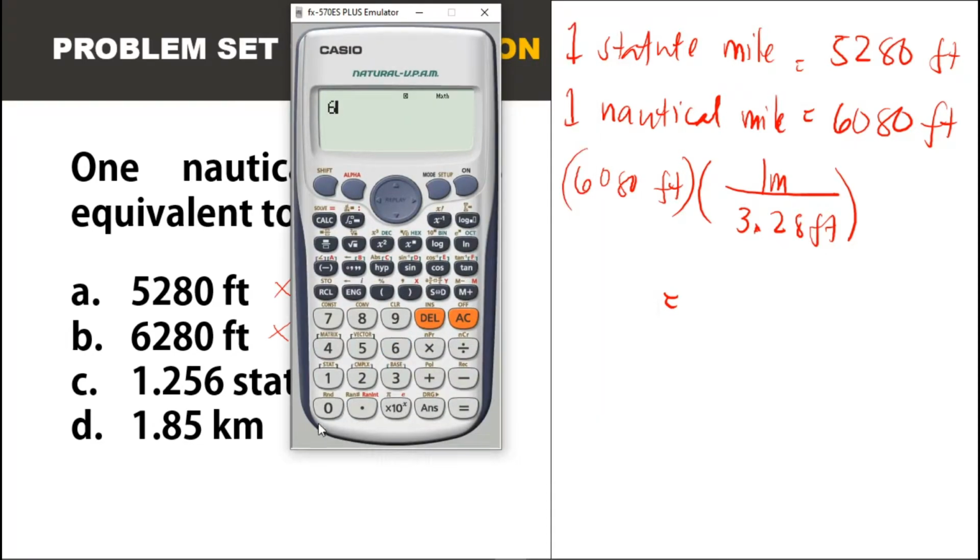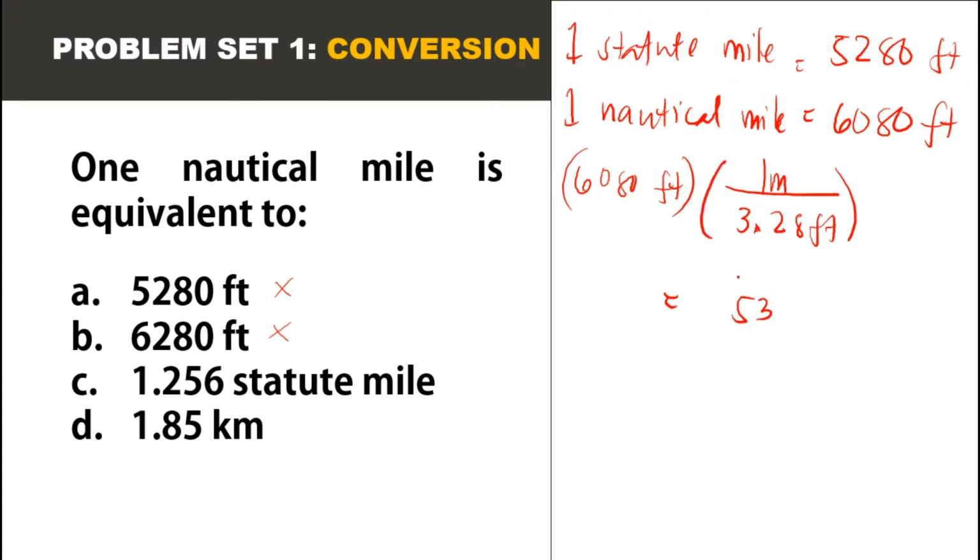You have 6,080 divided by 3.28. So that is 1853.66. You have 1853.66 meters. So we can convert this to kilometers.